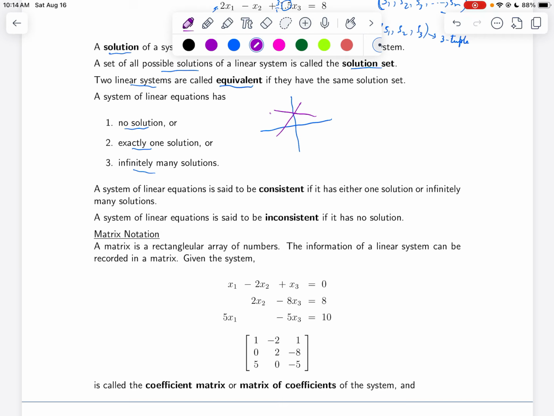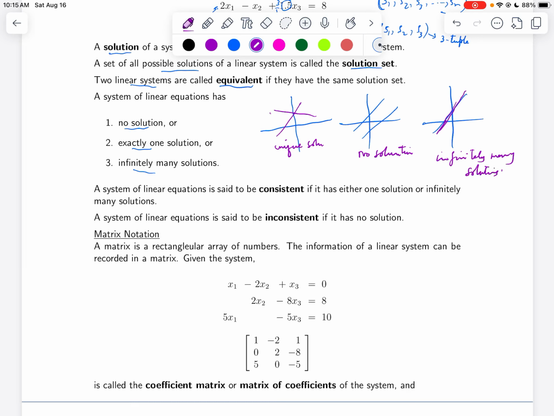So we have exactly one solution, your unique solution. Then we could have a situation where we have parallel lines, so they will never intersect, never cross each other. So we have no solution. And then we could have the situation that we have a line, and then the other line sits on top of this line. So in this case we say infinitely many solutions.